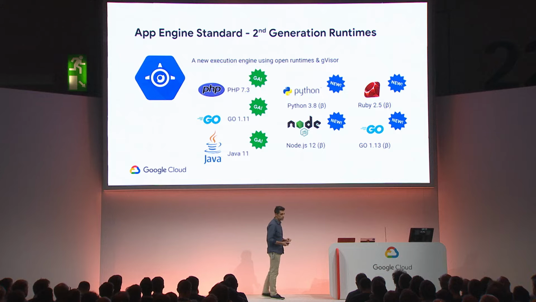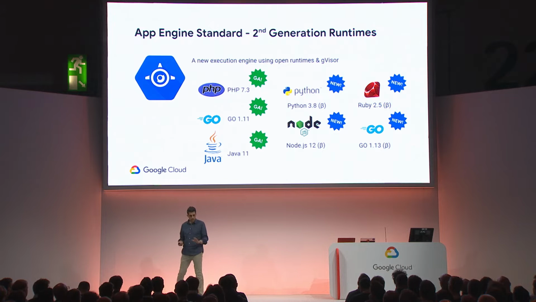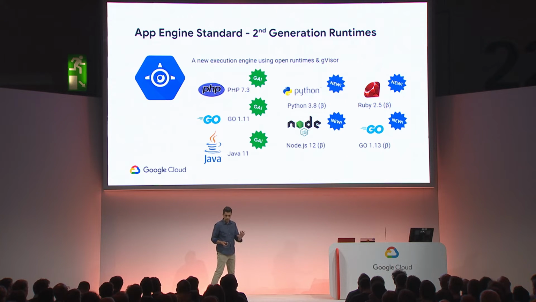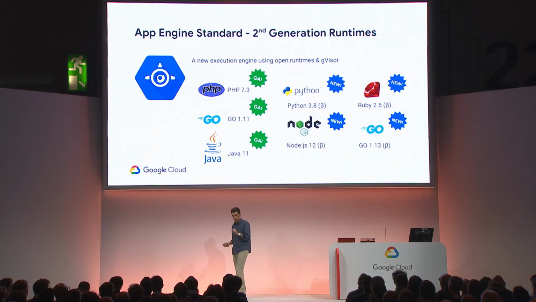And so now we are actually able to move much faster in terms of bringing new runtimes into App Engine. So PHP 7.3, Go 1.11, Java 11 are all GA, and we have a range of the latest runtimes coming out. They're in beta right now, so Python 3.8, Node 12, Go 1.13, and Ruby 2.5.